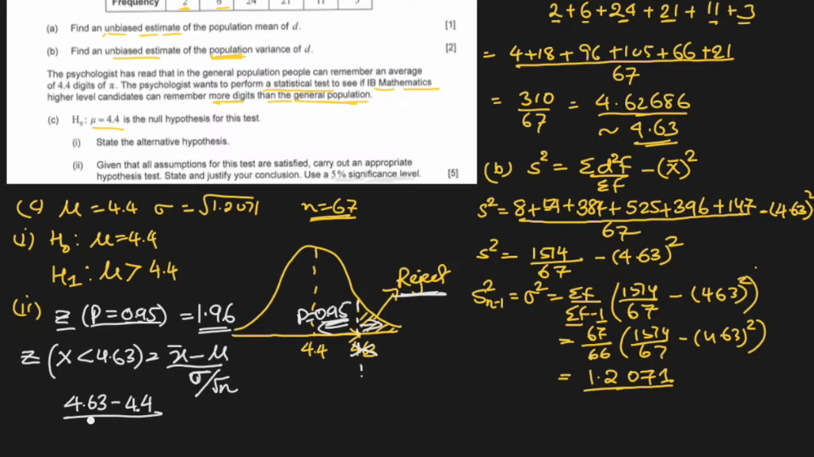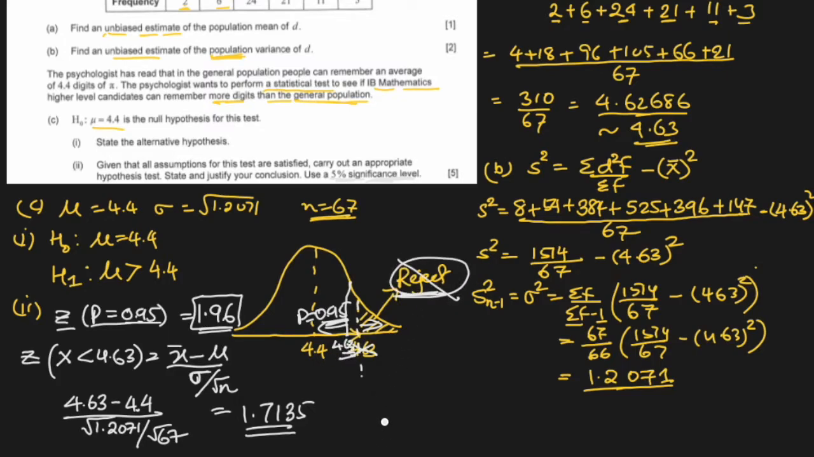And mu we got, square root 1.2071 divided by square root 67. Okay, and when I use my calculator I get 1.7135. Alright, our target was 1.96, it is 1.71, that means 4.63 is somewhere below it. That means we cannot reject the null hypothesis.